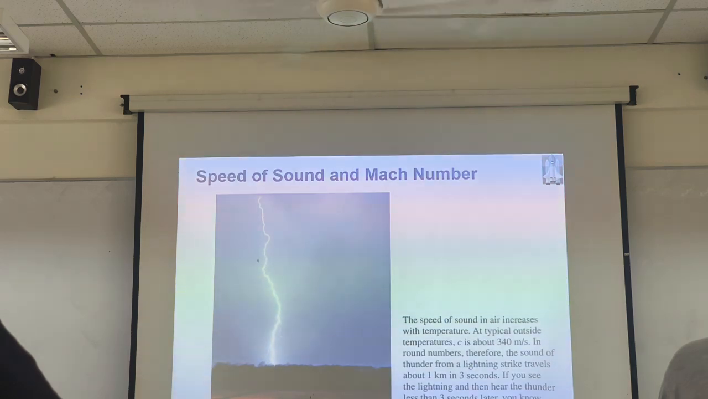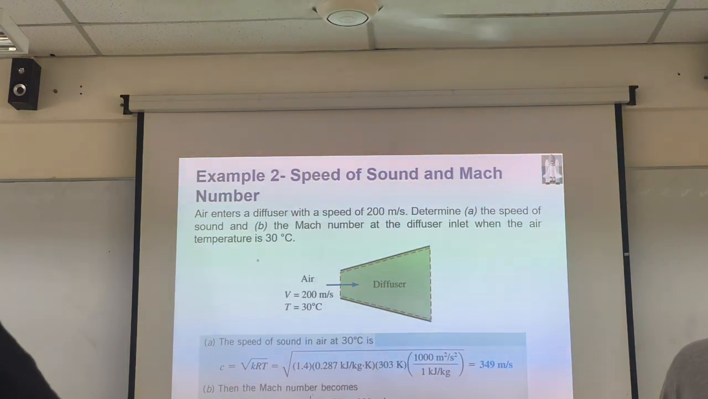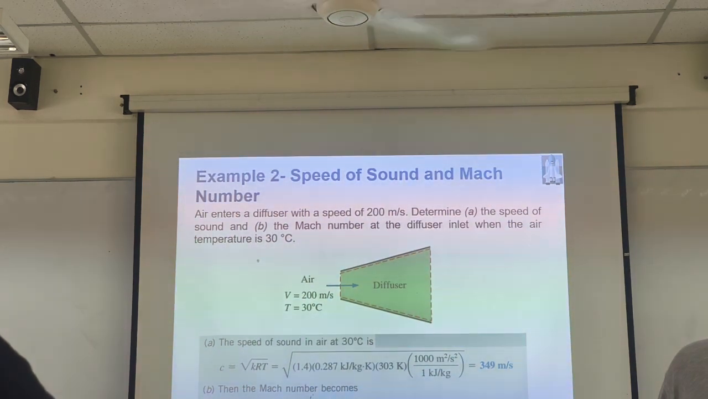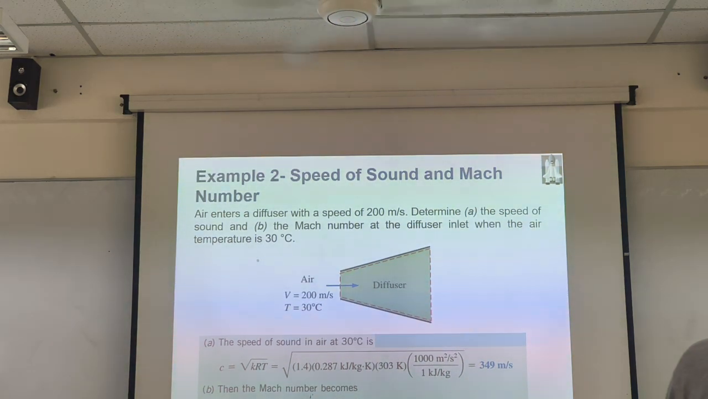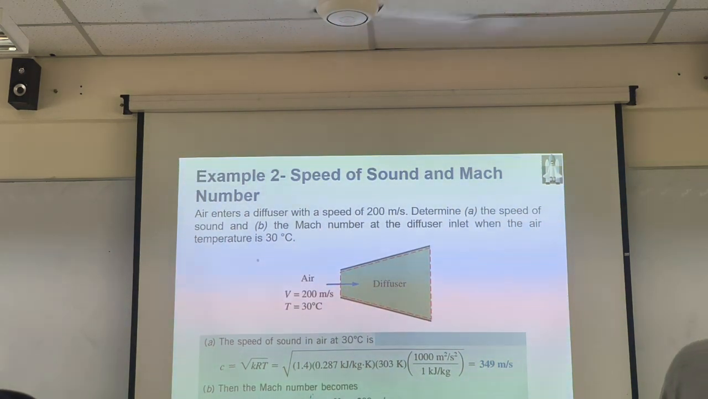Okay, so quick example on speed of sound and Mach number. Air enters the diffuser with a speed of 200 meters per second. Determine the speed of sound and the Mach number at the diffuser inlet when the air temperature is 30 degrees Celsius. So nothing special here.